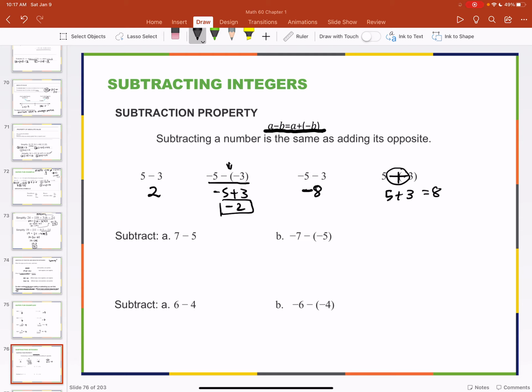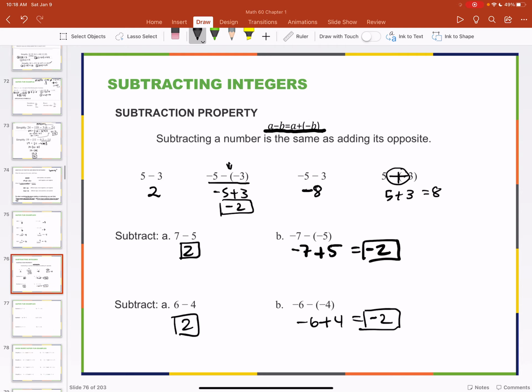You can hit pause if you want to try this on your own, which I highly recommend, or just follow along with me. So 7 minus 5 is 2. -7 minus the opposite of 5. Remember, that just becomes a plus 5. Now this is different sign, subtract. Keep the sign of the larger. 6 minus 4 is 2. -6 plus 4, different sign, subtract. 6 minus 4 is 2, but the larger is 6, negative. So there you go. Not too terrible, right?